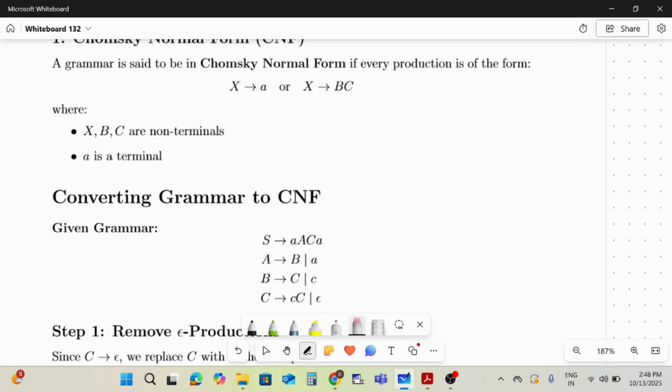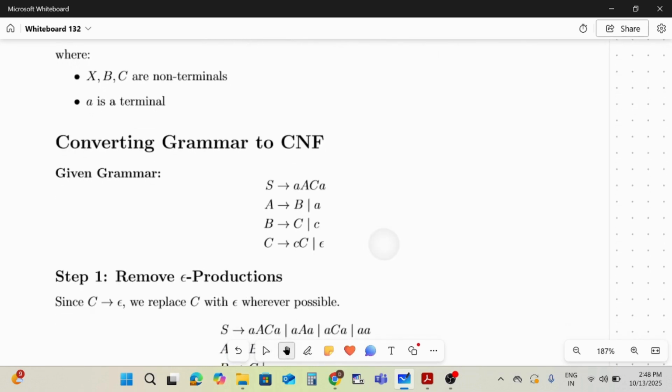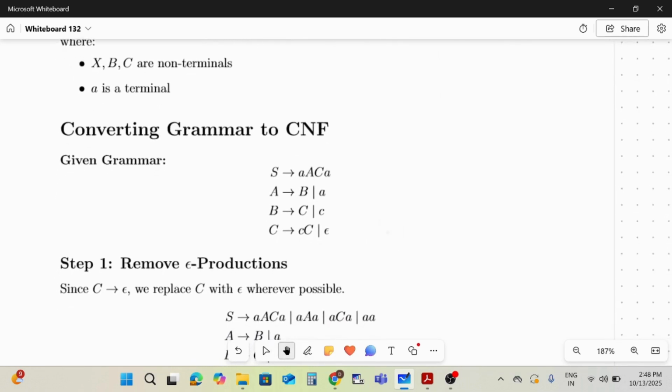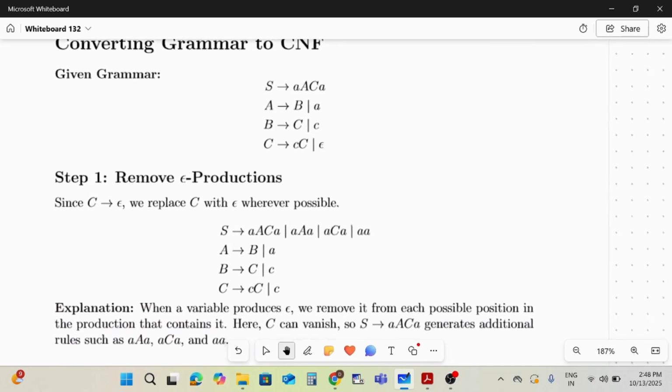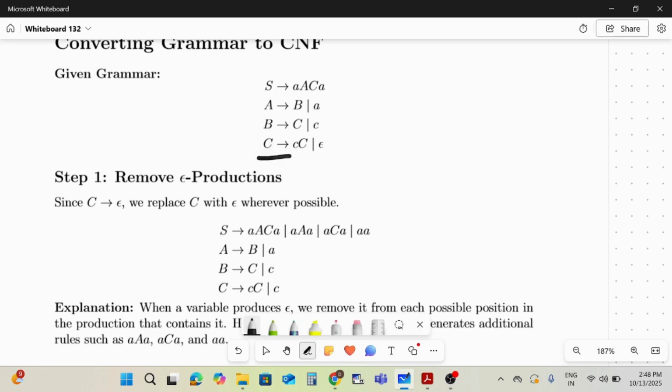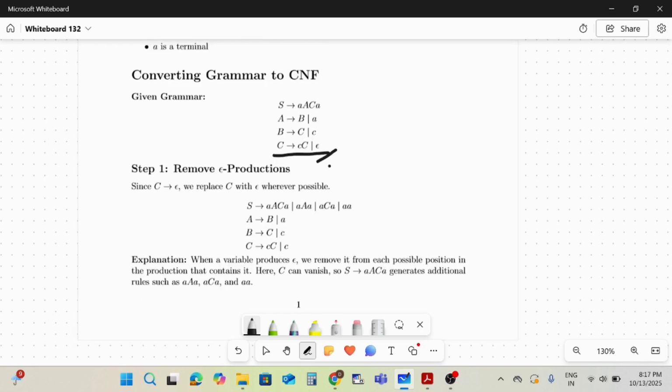So here is the problem statement. The problem statement is: S tends to AC, A tends to B or a, B tends to C or b, C tends to CC or epsilon. In order to remove the epsilon, first of all we need to identify which productions are taking epsilon. From here it is very clear that C tends to epsilon.